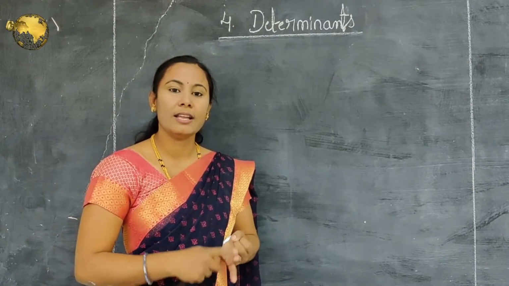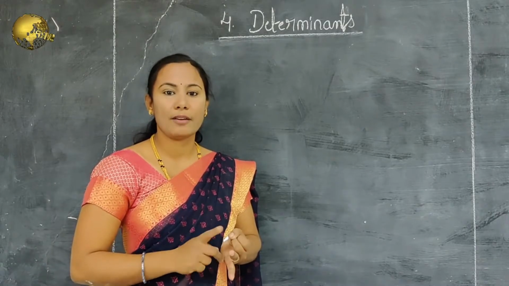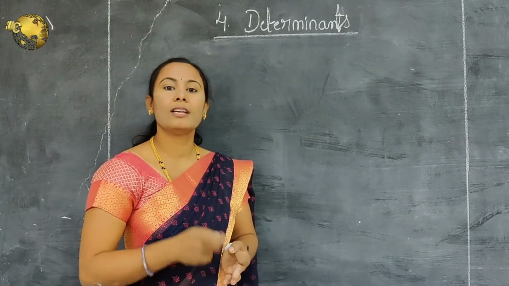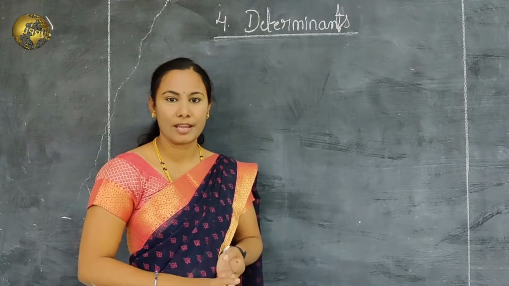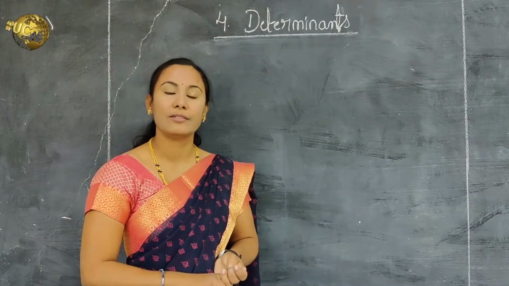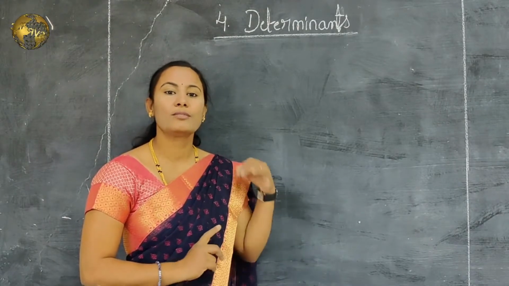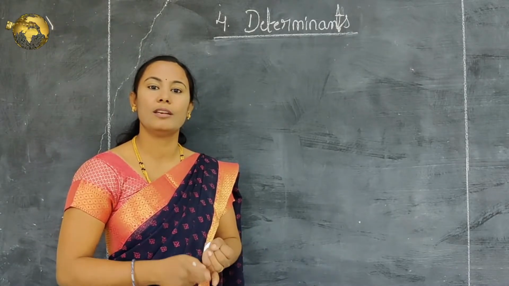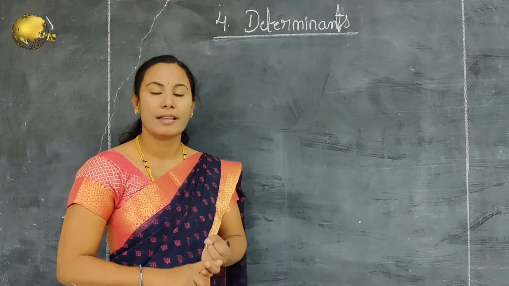Second, we use it to find the area of a triangle. Third, we use it to find the equation of a plane in 3D space, and it is also used to find the inverse of a square matrix if the inverse exists. So it has a wide variety of applications, not only in science but also in social science, economics, etc.